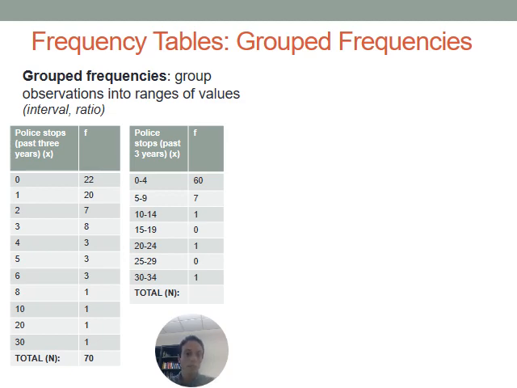So 60 people had been stopped between 0 and 4 times. 7 people had been stopped between 5 and 9 times. 1 person had been stopped between 10 and 14 times. 1 person had been stopped between 20 and 24 times, and 1 person had been stopped between 30 and 34 times.